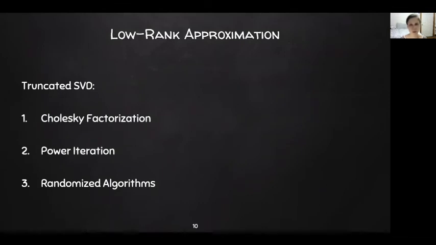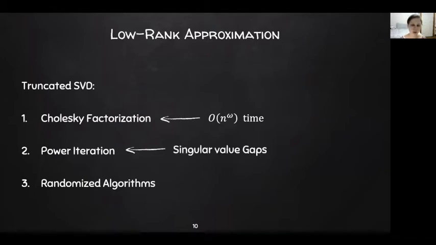Now that we have characterized the optimal solution, let us consider the computational complexity of computing it. There are three main approaches to compute the truncated SVD. We can compute it exactly using Cholesky factorization, but this requires n to the omega time, where omega is the matrix multiplication constant. We can also use iterative methods, which either depend on singular value gaps or an approximate proxy to them. And finally, we can use randomized algorithms, which will be the focus of this talk.